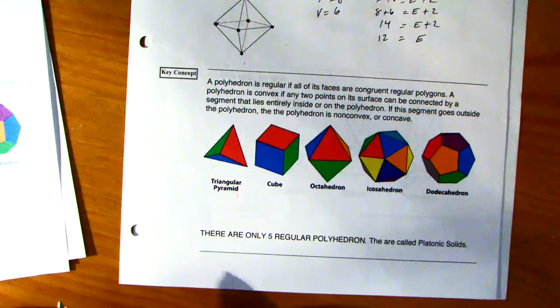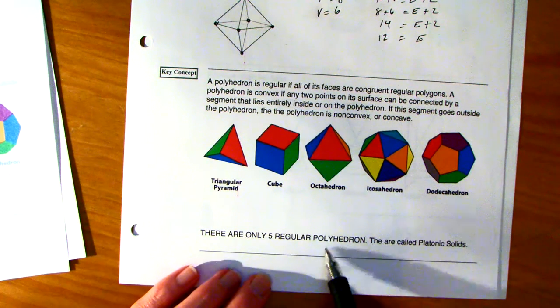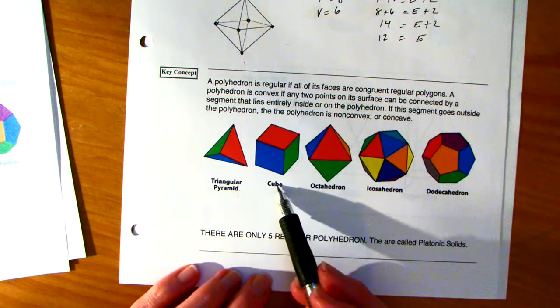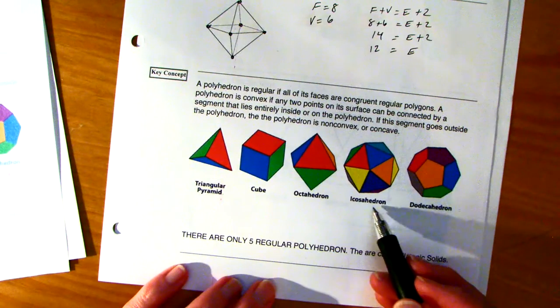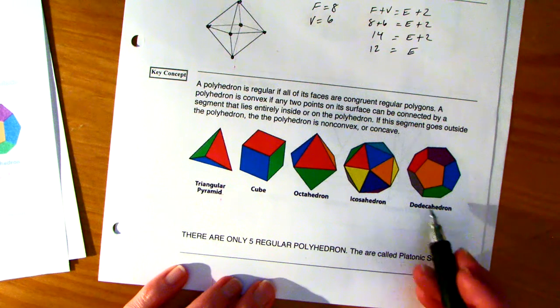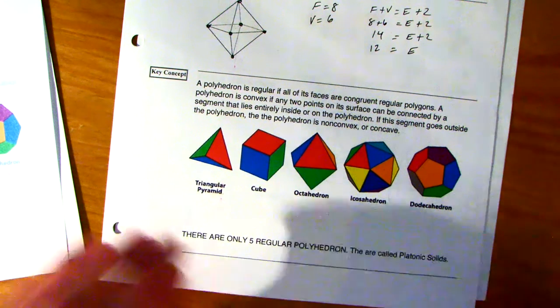Alright. A polyhedron is regular if all of its faces are congruent regular polygons. A polyhedron is convex if any 2 points on its surface can be connected by a segment that lies entirely inside or on the polyhedron. If the segment goes outside the polyhedron, then the polyhedron is non-convex or concave. So here are the only 5 regular polyhedra: triangular pyramid, the cube, octahedron, that's the shape we had right here, icosahedron, and a dodecahedron. Okay, how many sides do these two have? So here we go.